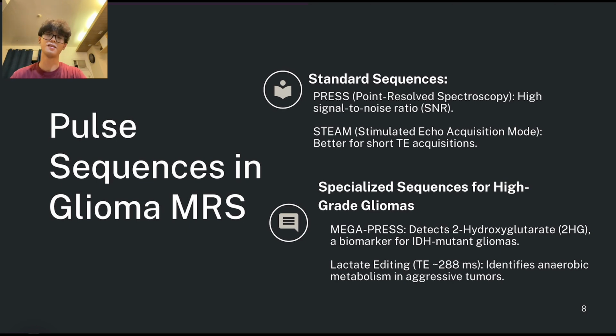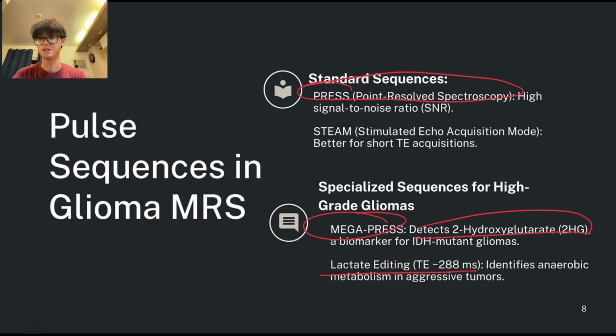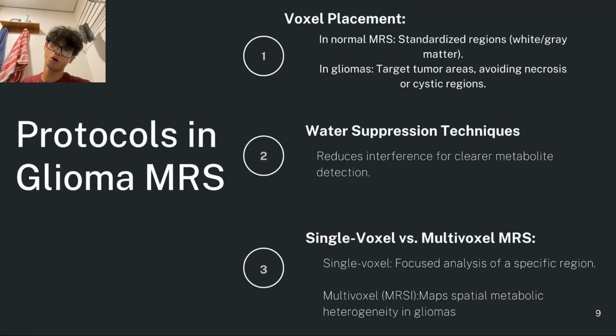Often, in MR spectroscopy, there are a variety of pulse sequences available. In this case study, we use the PRESS, the point resolved spectroscopy, or to be specific, the MEGA-PRESS, which uses a 90 RF pulse and 2 successive 180 pulses to form a spin echo. It helps detect 2HG and IDH mutant tumors, and lactate editing is useful for identifying necrosis, a hallmark of aggressive gliomas.